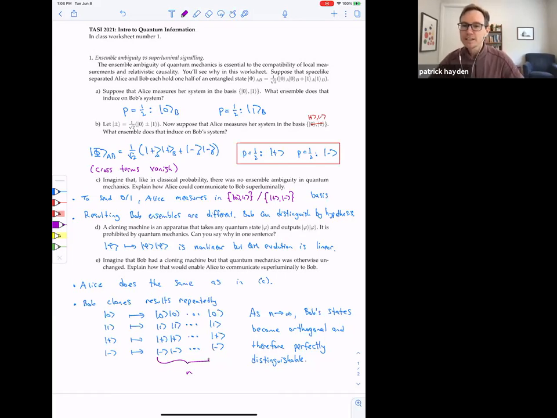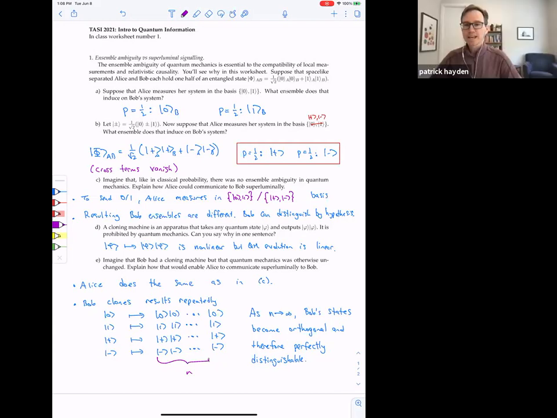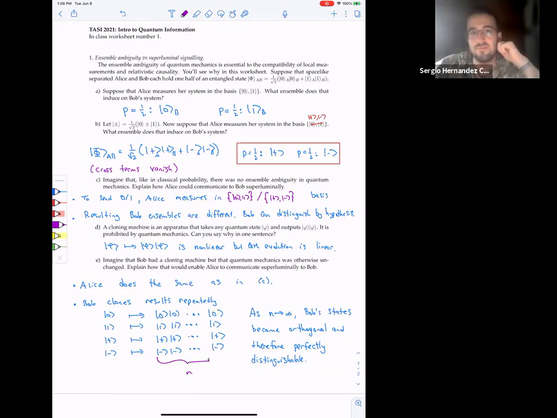Sergio, go ahead. Yeah, so I was just thinking, can I think of the ensemble ambiguity as the fact that because the Bloch sphere is not a simplex, points inside do not uniquely specify ensembles? Yeah, it's as simple as that. So it's a mathematically trivial fact, but physically it has very important consequences.